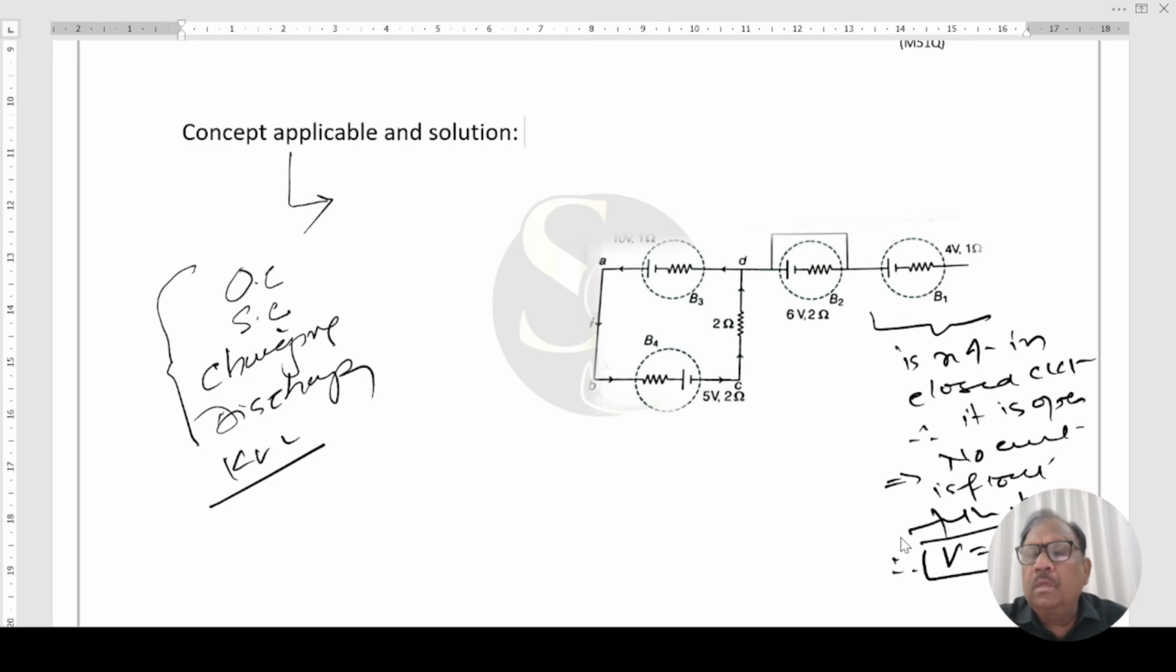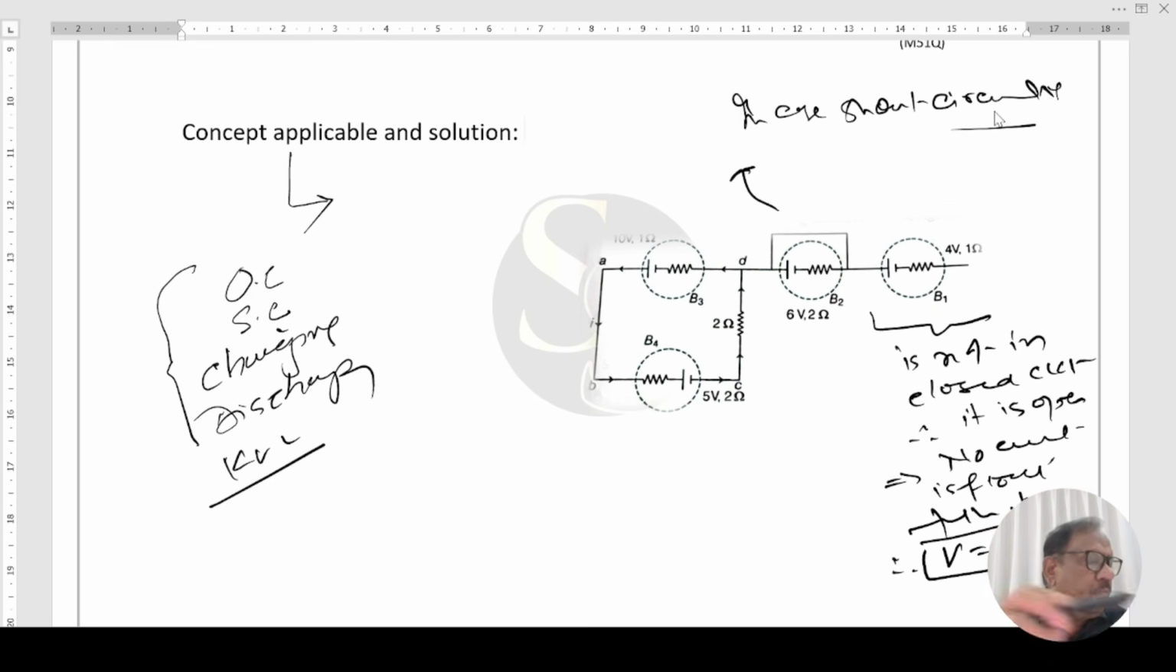Right? In this case, B2 is short circuited. When we connect the terminals with a conducting wire, that is called short circuiting. In case of short circuiting, V will be equal to 0. Total V will be equal to 0.